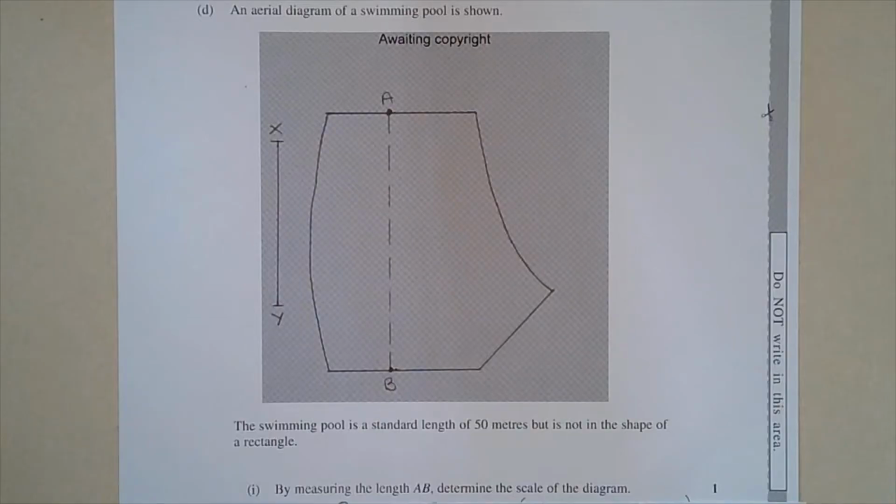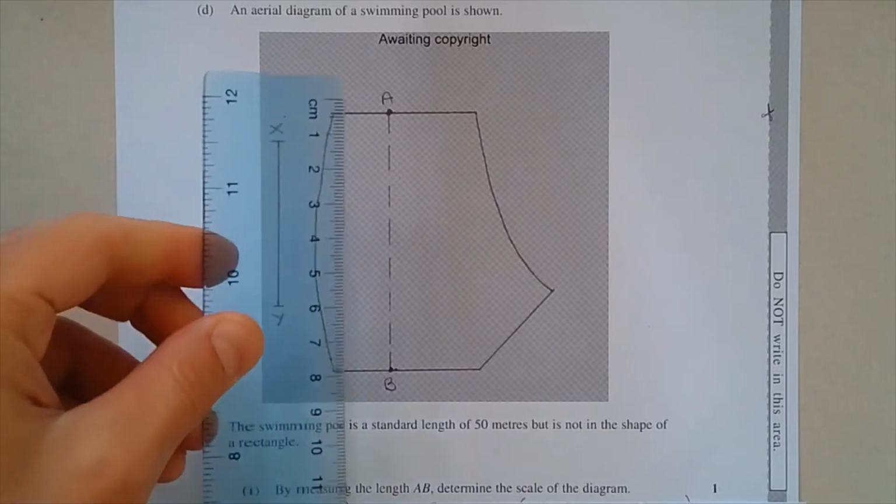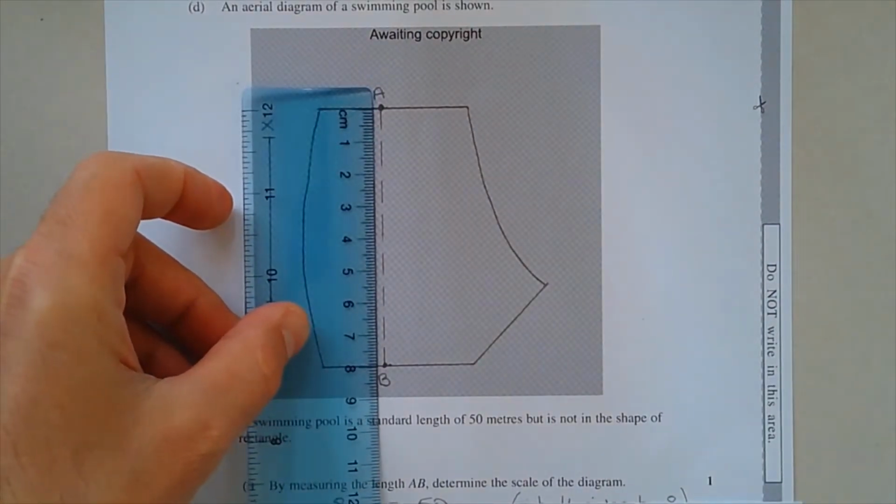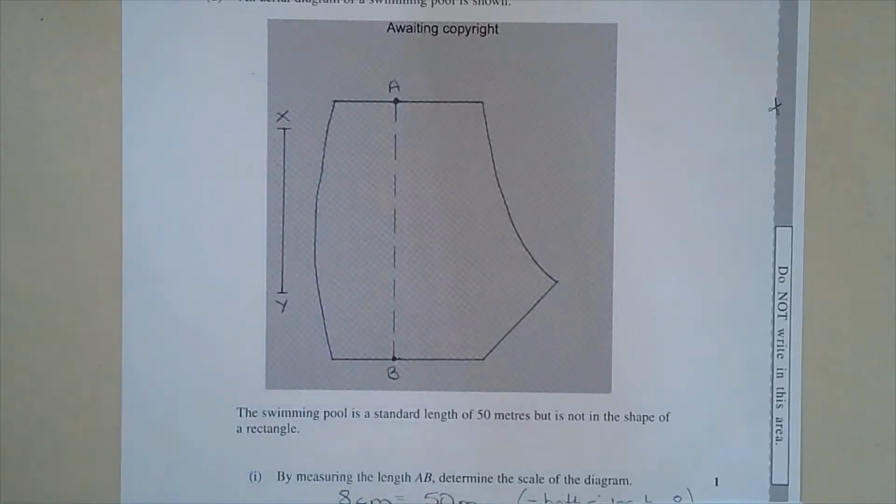Question 28D. An aerial diagram of a swimming pool is shown. The swimming pool is a standard length of 50 metres, but is not in the shape of a rectangle. For part 1, by measuring the length AB, determine the scale of the diagram. So this is where you get a ruler and measure the length AB, and it's 8 centimetres.